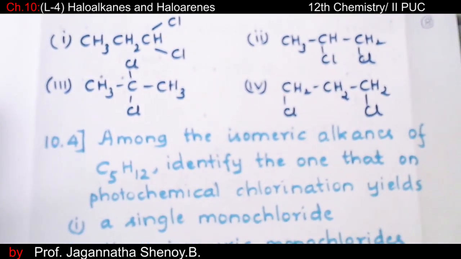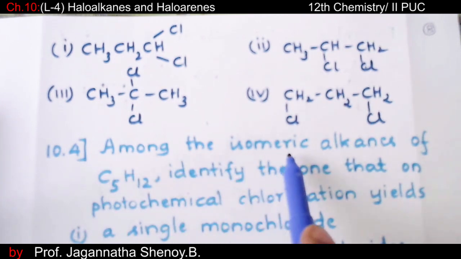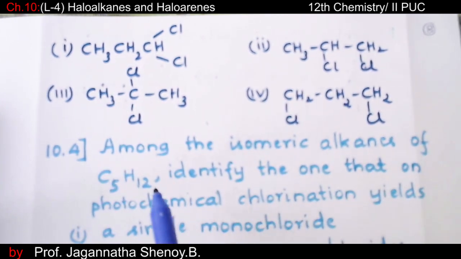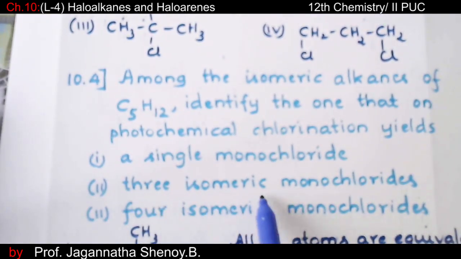Next. The next question is 10.4. Among the isomeric alkanes of C5H12, identify the one that on photochemical chlorination yields a single monochloride. Second sub question, three isomeric monochlorides. And in the third case, four isomeric monochlorides.